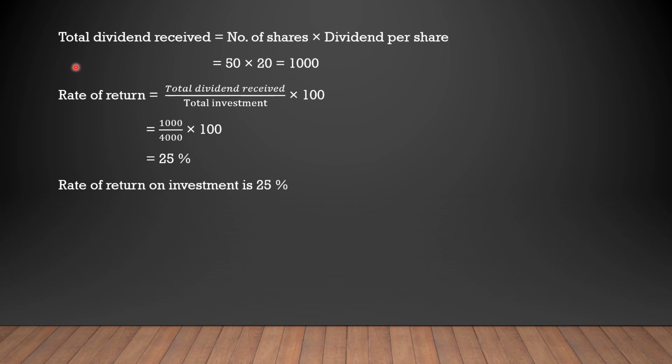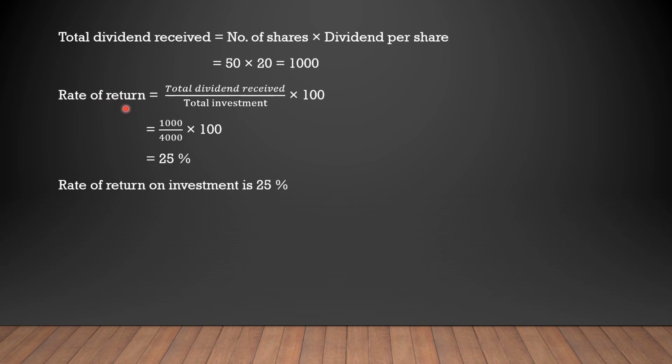Then we find total dividend received. Total dividend received is equal to number of shares into dividend per share. So dividend per share is 20 and number of shares is 50. So 50 into 20 is equal to 1000. So total dividend received is equal to 1000.